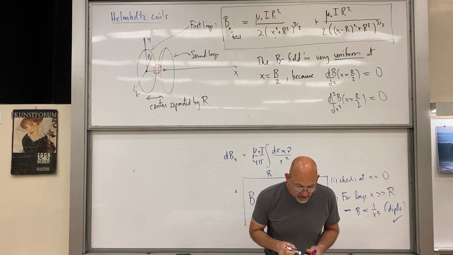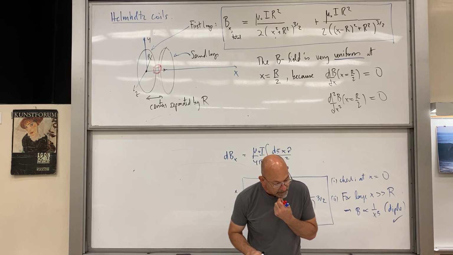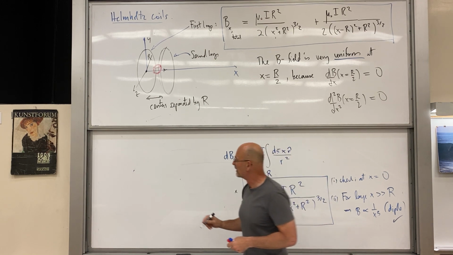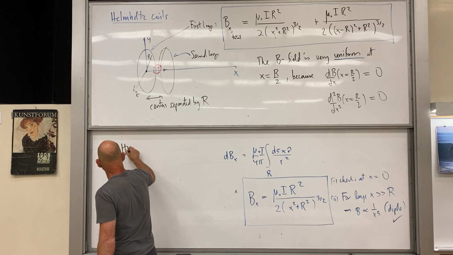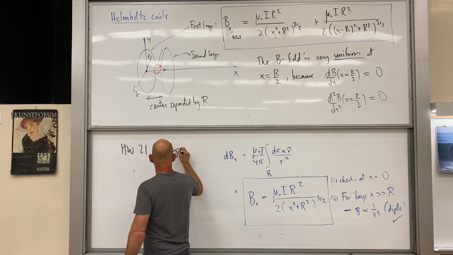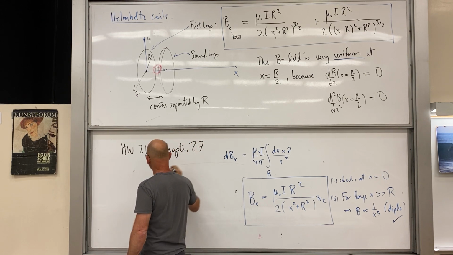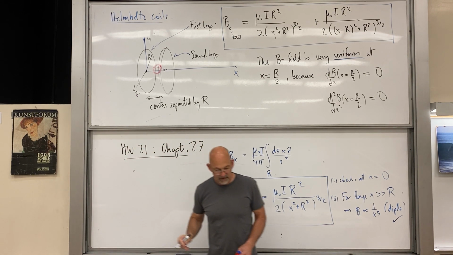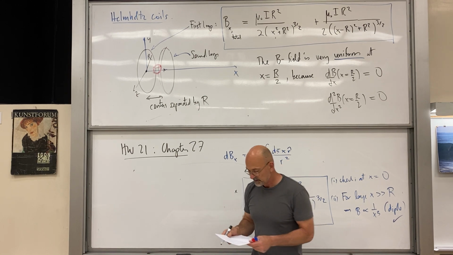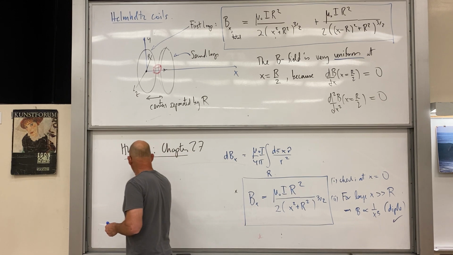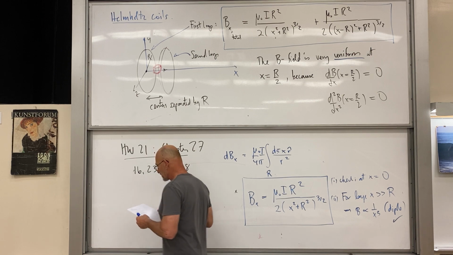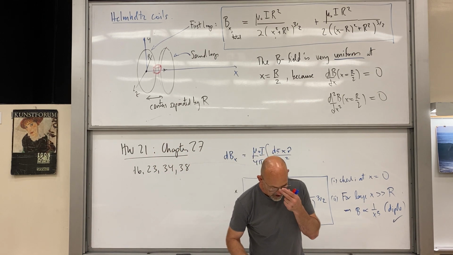So homework 21, we are in chapter, not 26, we're in chapter 27. So homework 1, chapter 27. Let's see what we have here. Say a word about each one. I have 16, 23, 34, 38. 16, 23, 34, and 38. Let's see what I was thinking about.